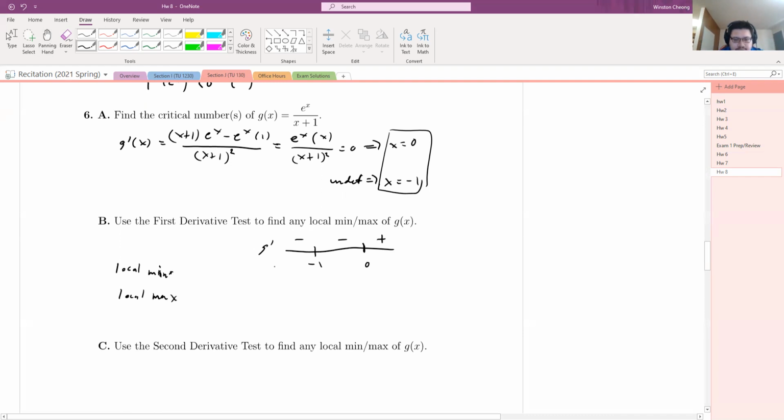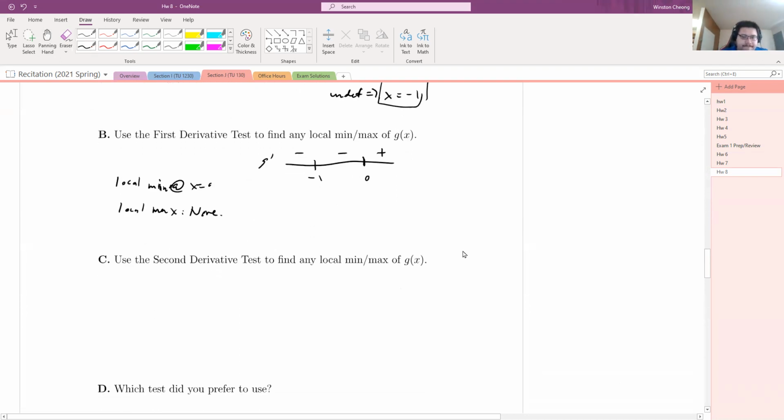Let's see, this one is just a local min. So at x equals 0, there are no local maxes, and there's a local min at x equals 0. Good. Okay. So that was us applying the first derivative test.